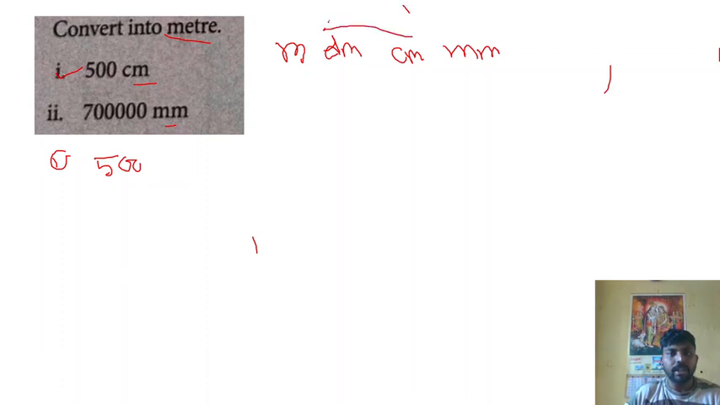Centimeter to meter, so we have to divide by 100. So what will we do? We will divide this 500 by 100, and we are getting 5 meter. So the first question we are getting easily.